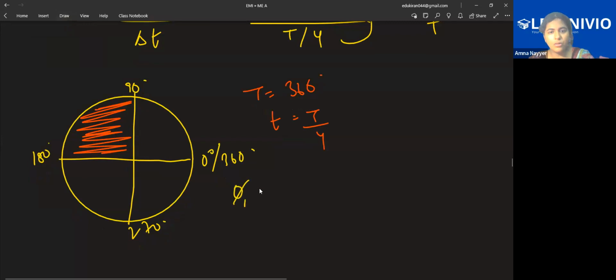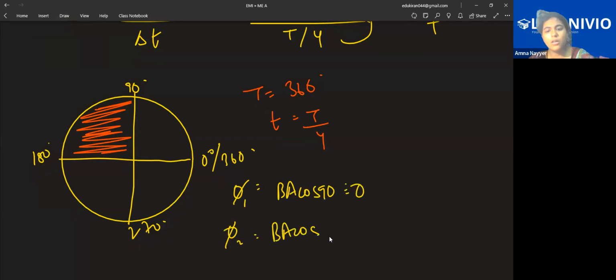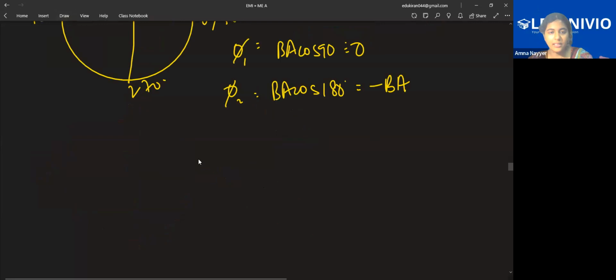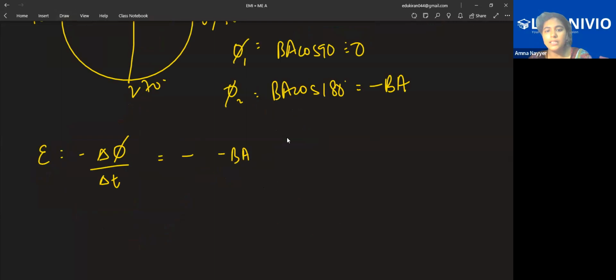phi 1, so angle is 90 degree. So BA cos 90 degree is 0. Phi 2 is BA cos 180 degree, which is minus BA. So when we are calculating the EMF, it is minus delta phi over delta t. What is the final one? Minus BA minus 0 by T by 4, we'll get the same answer.